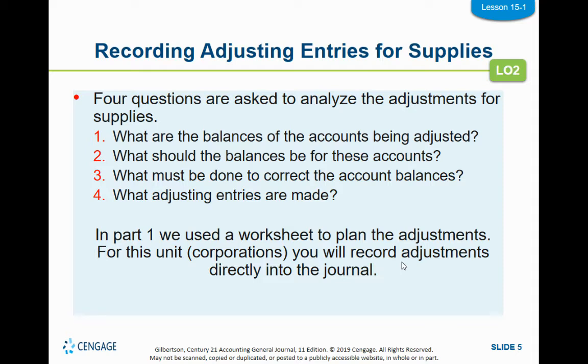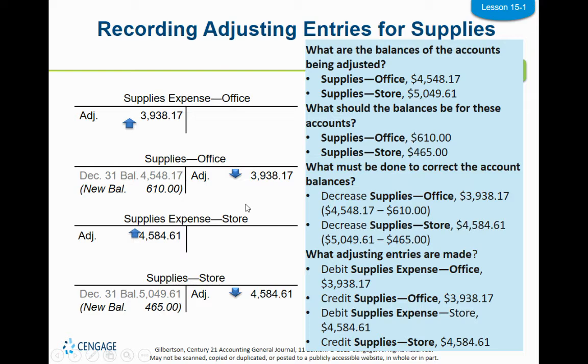So in part one, we used that worksheet again. I keep saying that, but we're not using that worksheet anymore, so I want to make that clear. We're going to do those adjusting entries directly into the journal. When we look at the supplies one, with the corporation, a lot of times they will have multiple supplies accounts. So for 3 Green, which is our example company, they have a supplies office and a supplies store. They break out the supplies that they purchase for using in the office and the supplies that they use in the store. And so they have two supplies accounts, supplies office and supplies store.